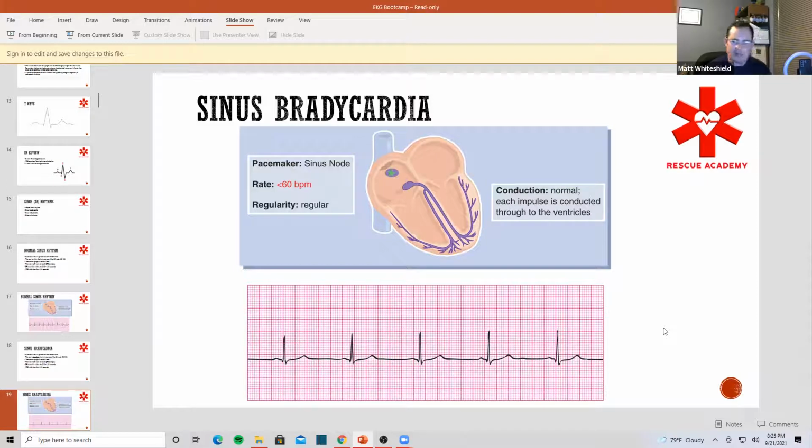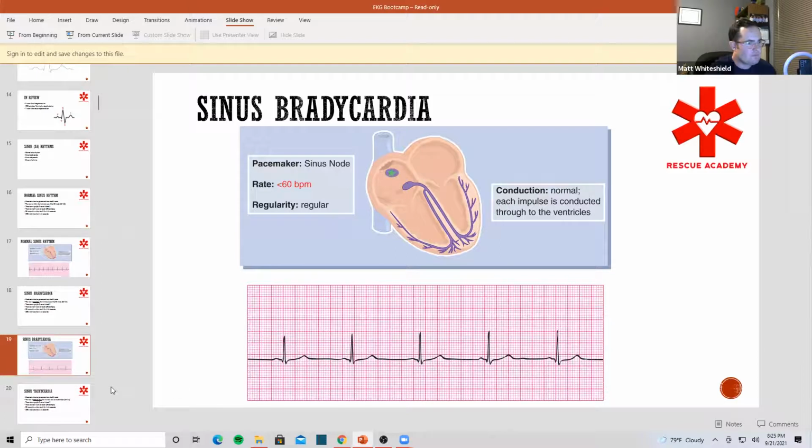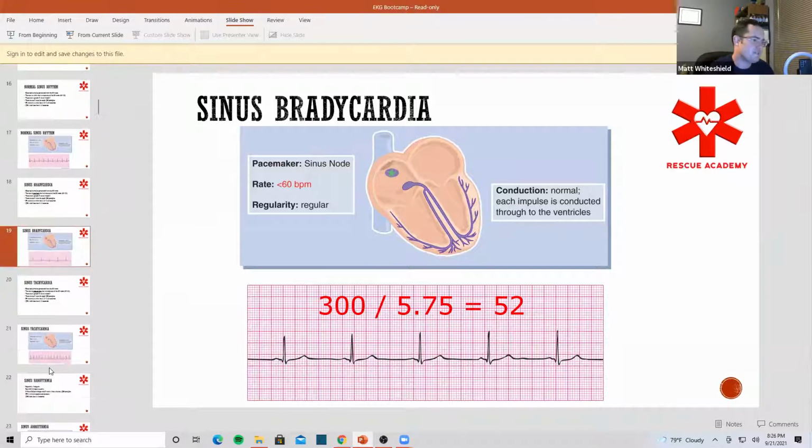But we could make it a little bit more accurate. Remember how we would do that? We'd say 1, 2, 3, 4, 5, probably like 5 3/4. We would just take the number 300, divide that by 5.75, and you would get your answer.